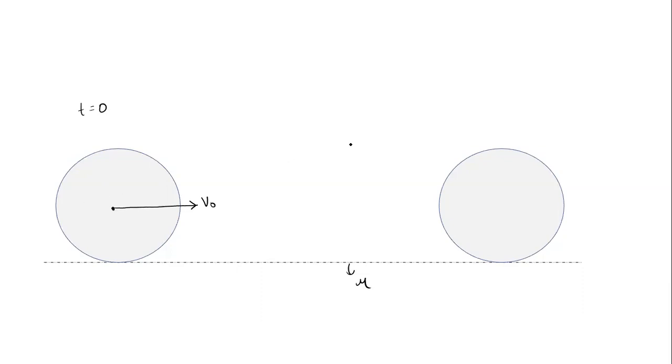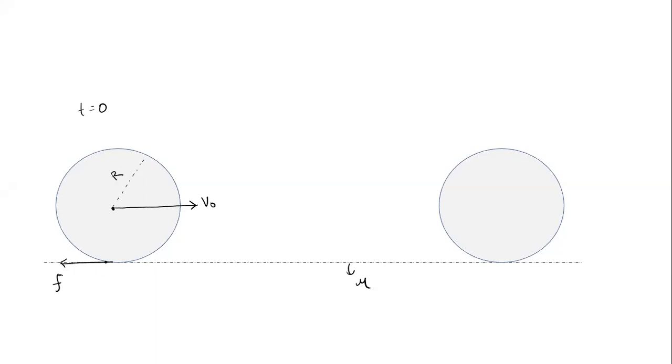What will be the direction of the friction force when we give a velocity v naught? Is it on the left side or right side? On the left side, obviously, because we are giving the body a velocity, so friction will try to oppose the motion of the body. That is F. This body has some radius r.